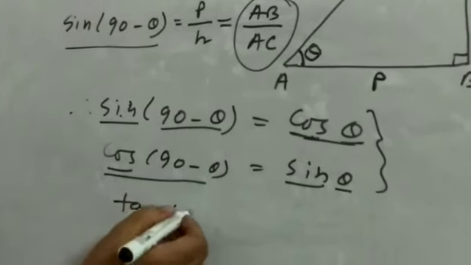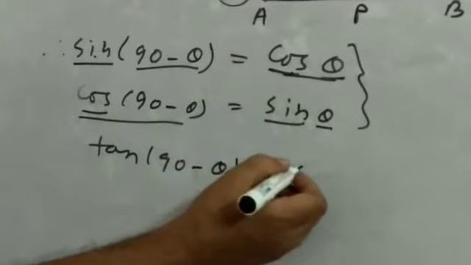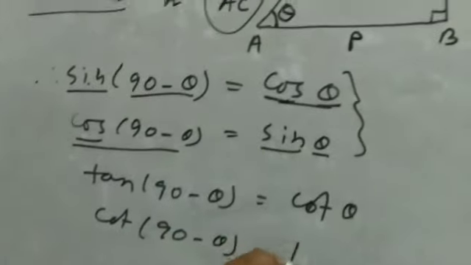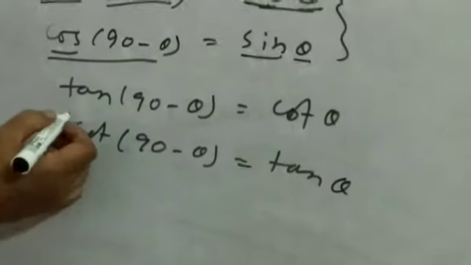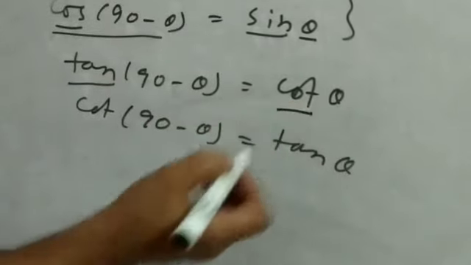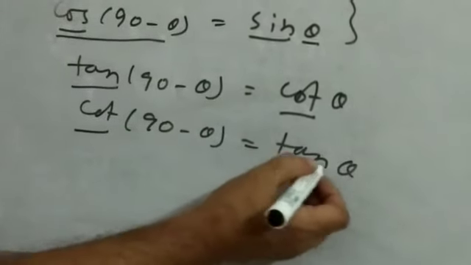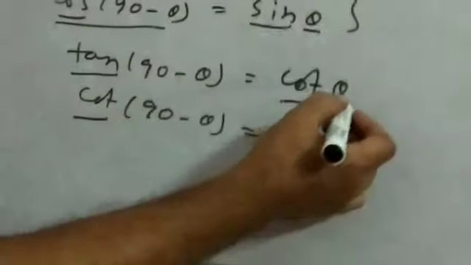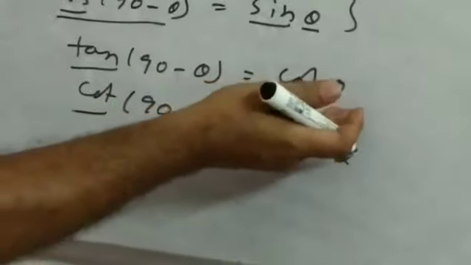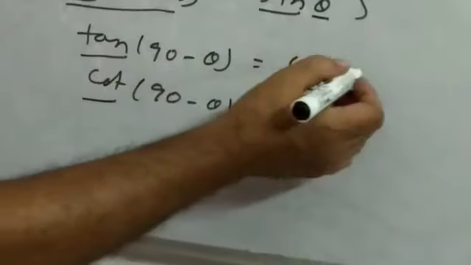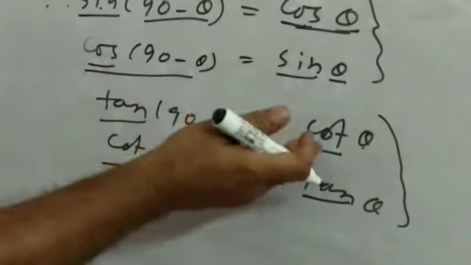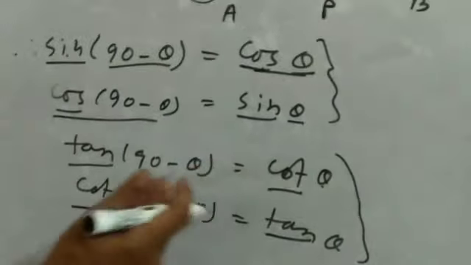Then you see tan 90 minus theta is equal to cot theta, and cot 90 minus theta is equal to tan theta. So we say that the complement of tan is cot and the complement of cot is tan. You know the complement of 90 minus theta is theta, so the angles are already complements. So tan and cot are complementary ratios. This way you have to remember.